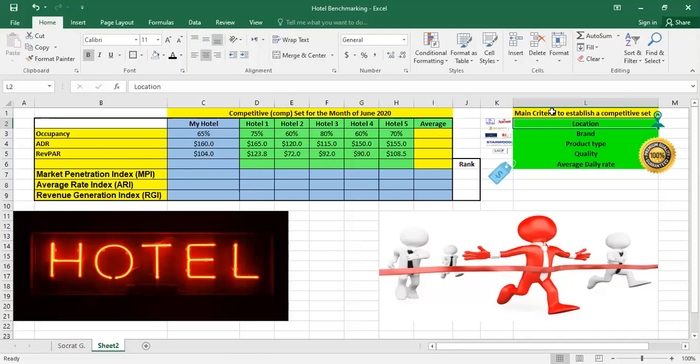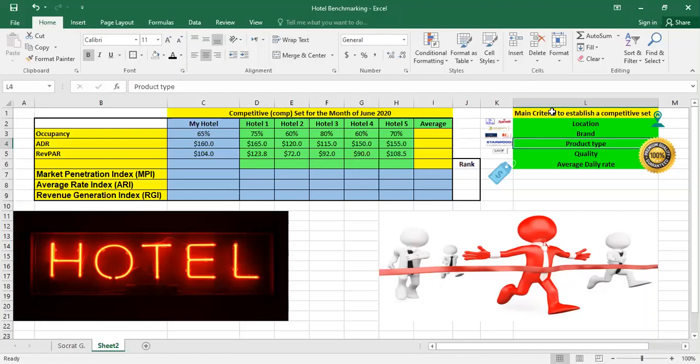The first criteria is location. If hotels are near each other, they are likely to serve similar market segments and experience similar occupancy cycles. The second criteria we can look for is brand. In fact, major hotel companies have several brands, each designed for a specific type of traveler. So if we are comparing ourselves to a brand that is serving the same traveler, it's part of my competitive set. The third criteria is product type.